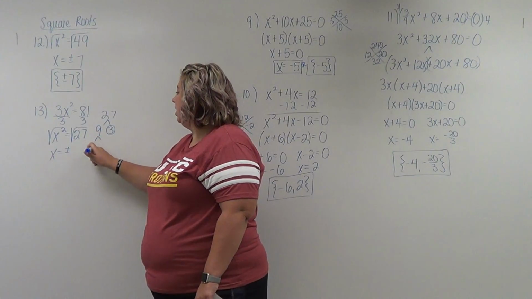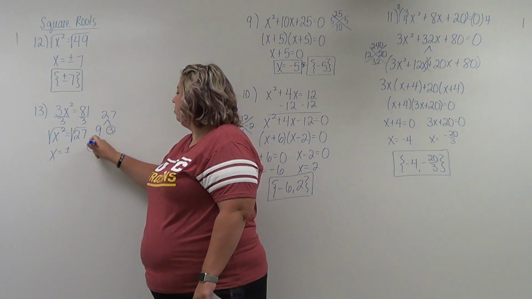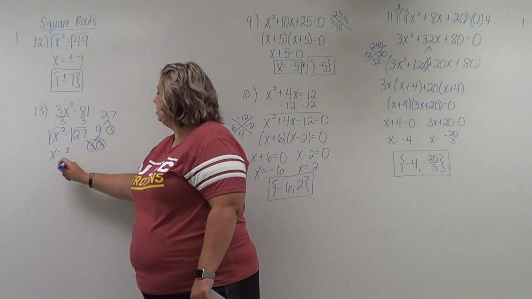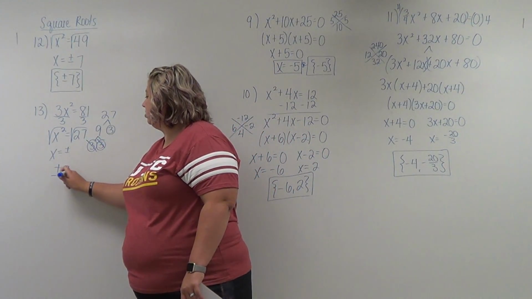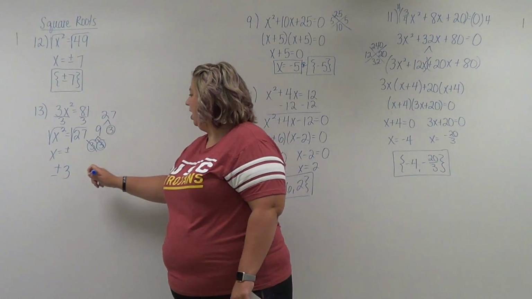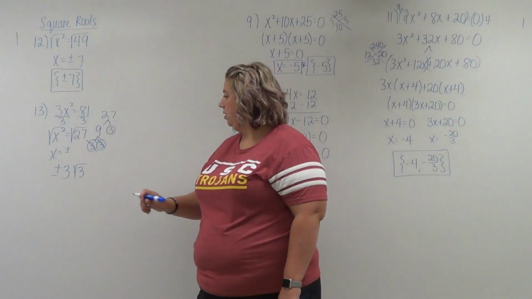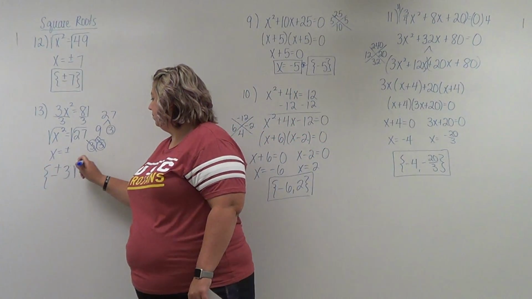So I can break it into 9 and 3, and 3 and 3. So I have a pair of 3's, so that'd be plus or minus 3. And then I have a 3 left over. So that's going to stay inside there. And that will be your answer.